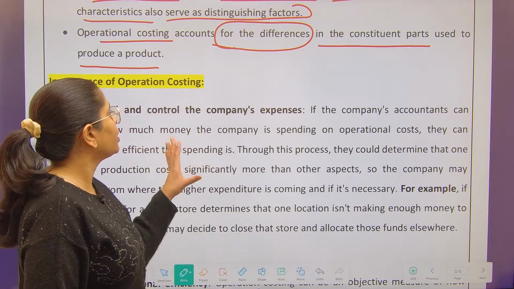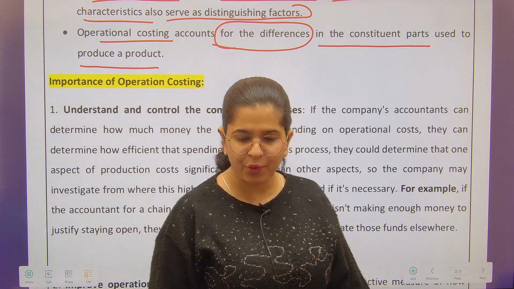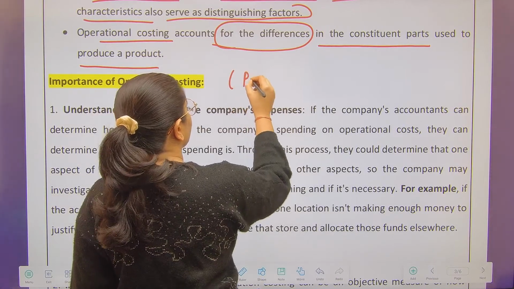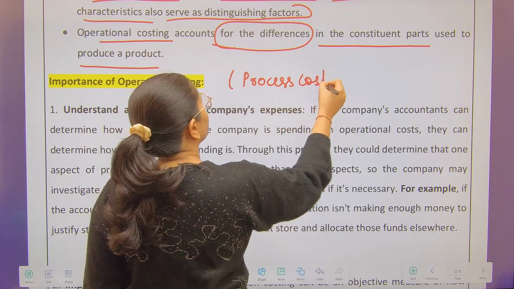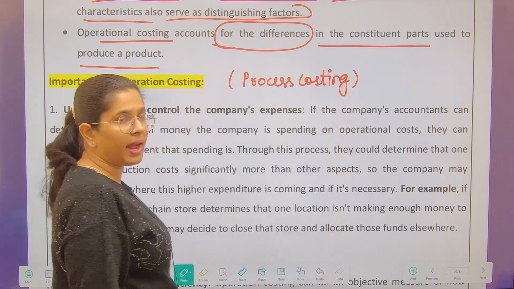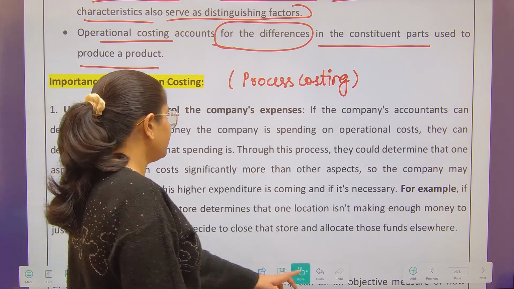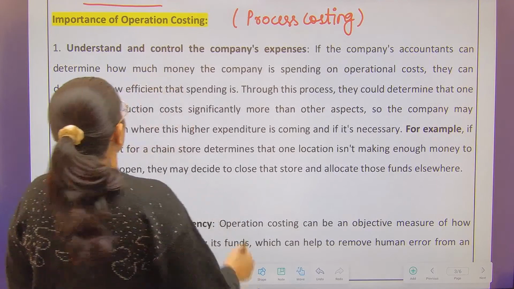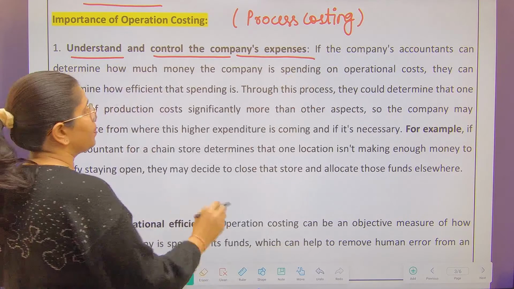Now, what is the importance of operation costing? So this importance you can apply in process costing as well. There is no difference. The importance which I am going to teach you right now can be applied on process costing as well. There is no much difference. Number one, understand and control the company's expenses.